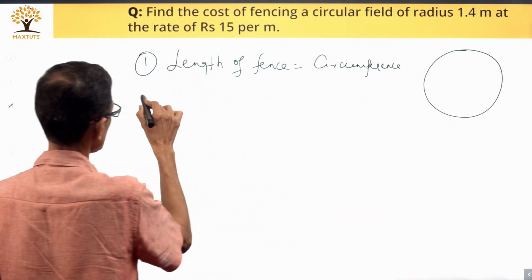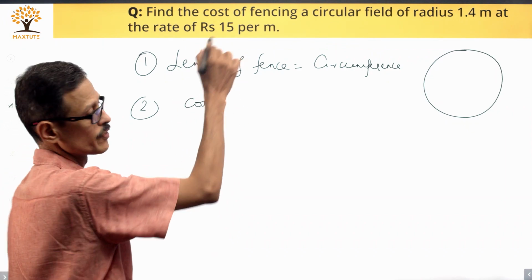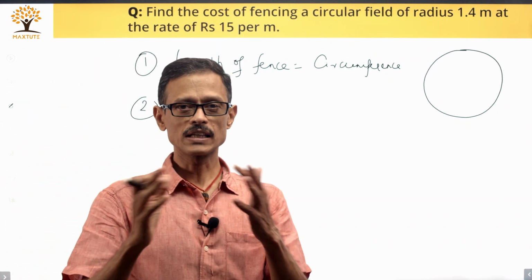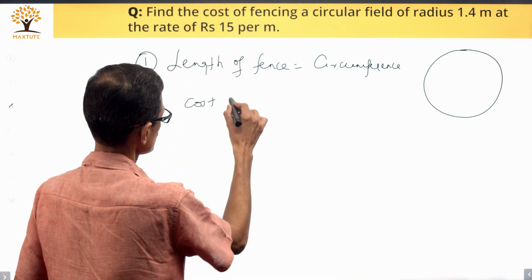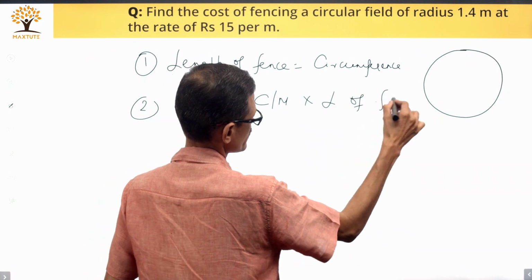Step 2, having found out the length of the fence, cost per unit is what is given to us, which is 15 per meter. Cost per unit into the length will give us the total cost. So, total cost is equal to cost per meter into the length of fence. We will call it LOF.